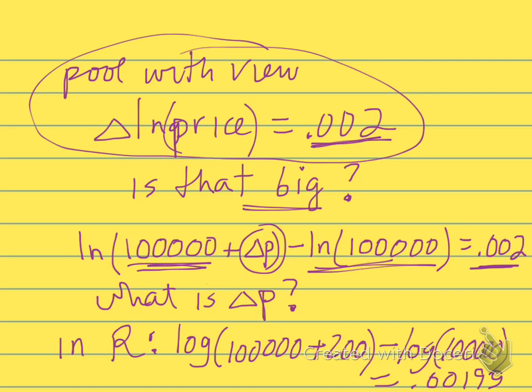Well, we can go to R, and we can calculate the log of $100,000 and add $200 to it, and subtract the log of $100,000, and we get 0.00199, which is basically what we have as the coefficient. So then we say, oh, the house would have to go up by $200. Or the house would be expected to go up by $200. Well, that's a 0.2% increase if our base is $100,000, so that seems like not a very big increase on a $100,000 house. So a pool with a view doesn't really have a very big premium in this particular specification.